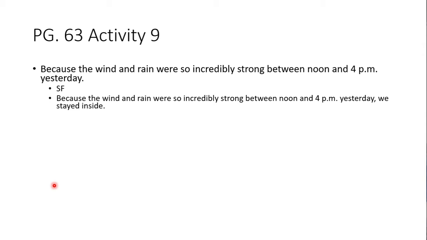This example here: because the wind and rain were so incredibly strong between noon and 4 p.m. yesterday, we stayed inside. That makes this a complete thought. It says what we did because the wind and rain, blah, blah, blah. If we put the independent clause before the subordinate clause, then we don't need a comma to combine the two, because when you have two sentences combined using subordination, you only add a comma if the subordinate clause is first.